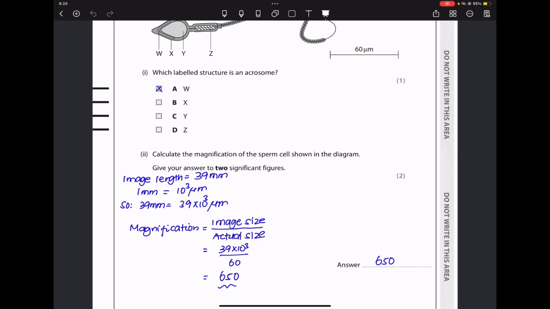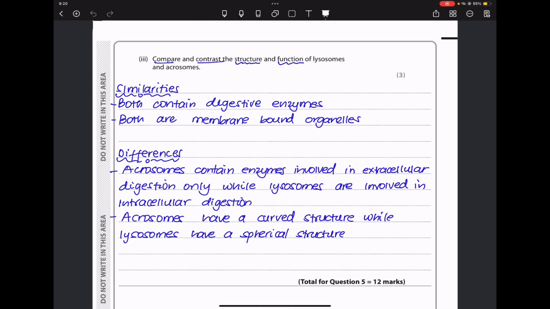So I get 650 as my answer. Here they say, compare and contrast the structure and function of lysosomes and acrosomes. In compare and contrast questions, we have to give similarities and differences, and here the question is focusing on structure as well as function. So for similarities, both contain digestive enzymes because both of them are kind of vesicles that contain the digestive enzymes, and then both are membrane-bound organelles.